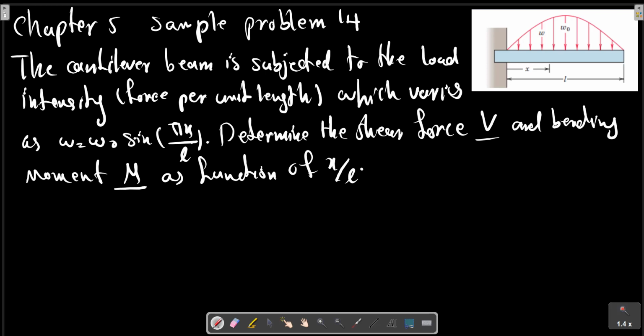Chapter 5, Sample Problem 14. The cantilever beam is subjected to a load intensity, force per unit length, which varies as the function omega 0 sin(pi x on L). Determine the shear force V and bending moment M as a function of x on L.